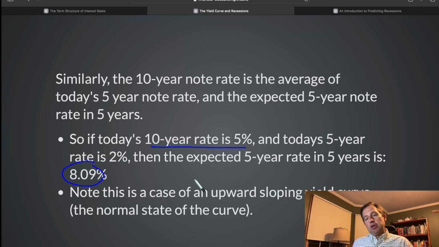Good. This is also used a lot in banking, how we can get an implied forward rate. So you might hear that term.